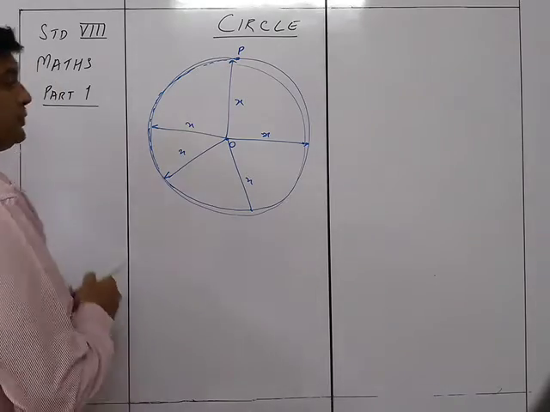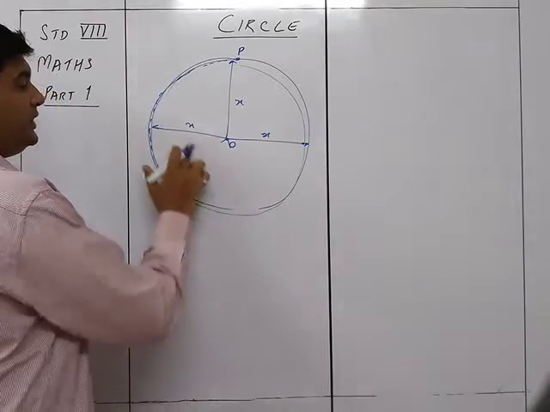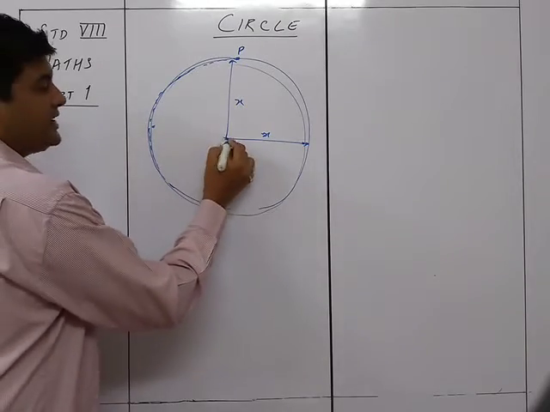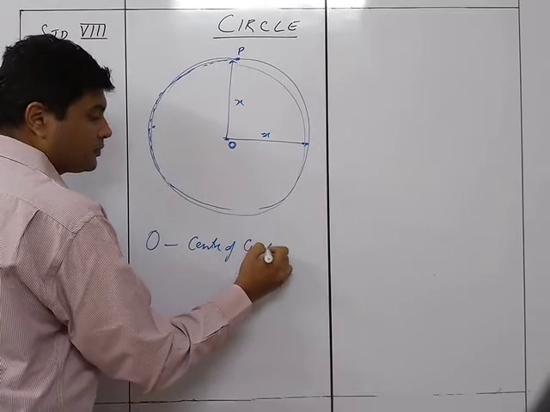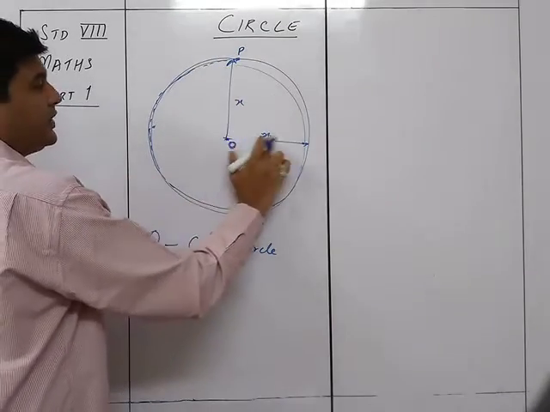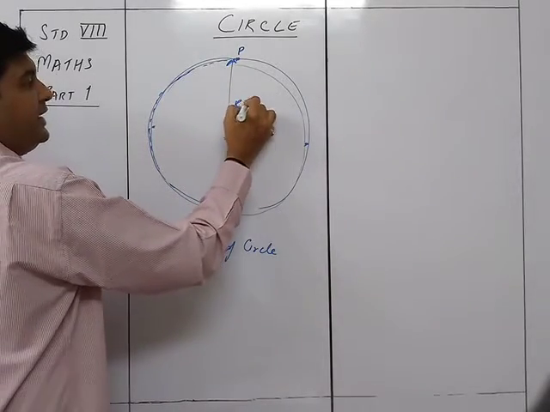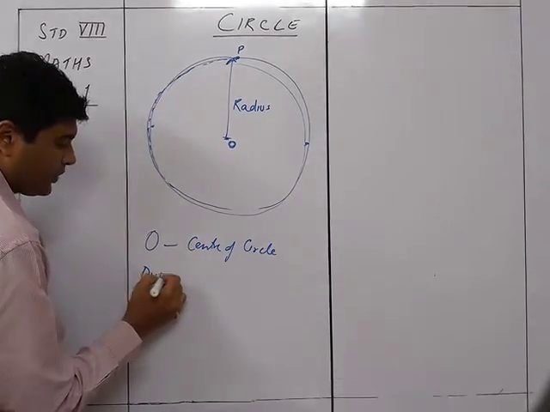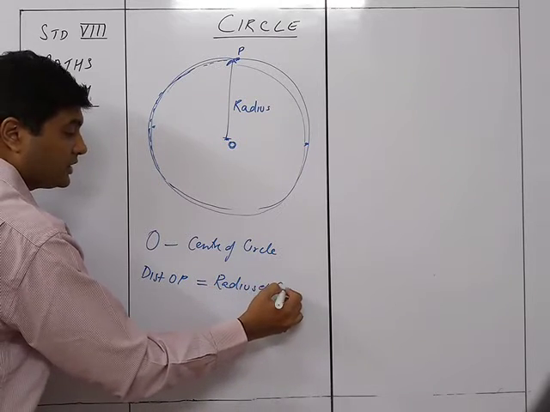And this particular point O is called the center. O is the center of the circle. The distance between the center of the circle and P, from here to here, the x we have written over here, is the radius of the circle. So the distance OP is equal to the radius of the circle.